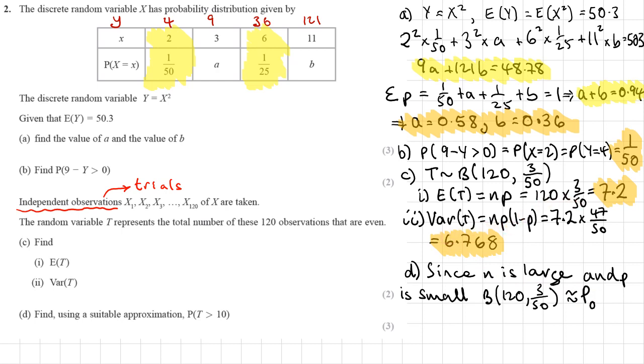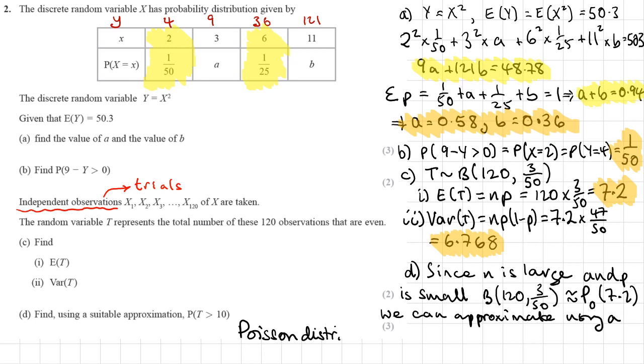I guess I didn't finish my sentence off from before, did I? So since n is large and p is small, we can approximate using a Poisson distribution. Let's carry on over here. Poisson distribution, which is what I've done. So I want to find the probability that T is greater than 10. So I'm going to say my approximation is this Poisson distribution with 7.2.